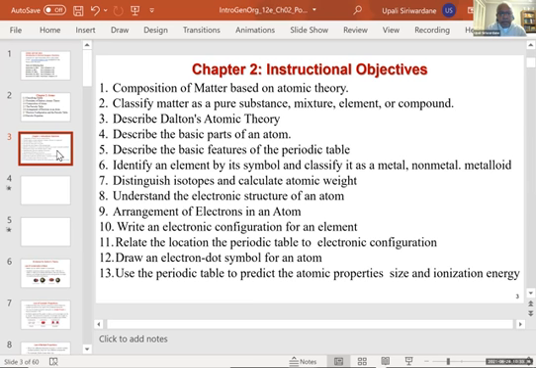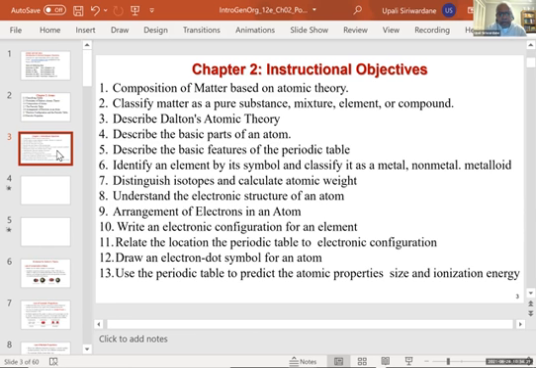We will describe the basic parts of an atom, basic features of the periodic table, how the element symbol is used in the periodic table, and how we classify elements into groups of metals, non-metals, metalloids, etc. We're also going to learn about the different atoms called isotopes of an element and how the atomic weight is calculated in the periodic table based on isotopes.